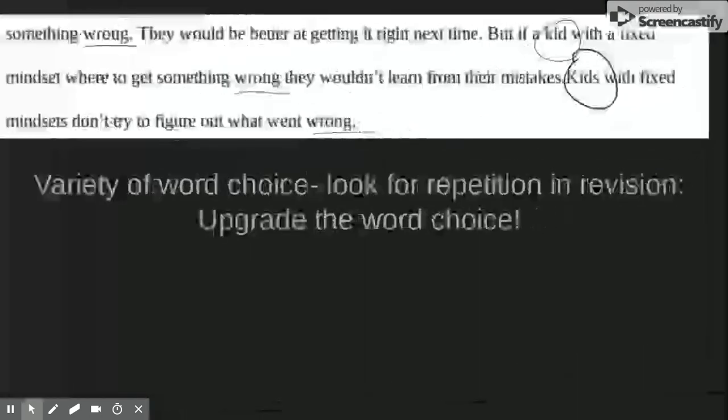The variety of word choices on your rubric, and that's definitely a struggle for our district. You want to look for repetition. So here we see the repetition of the words wrong and kid, and even I see here the repetition in a close amount of space of fixed as well. That one's going to come up a lot as well. So keep in mind that you have to try to find a way to vary things up.